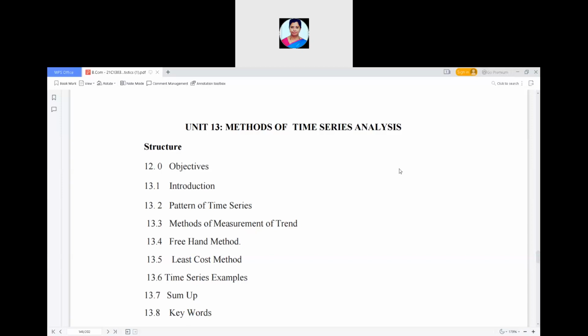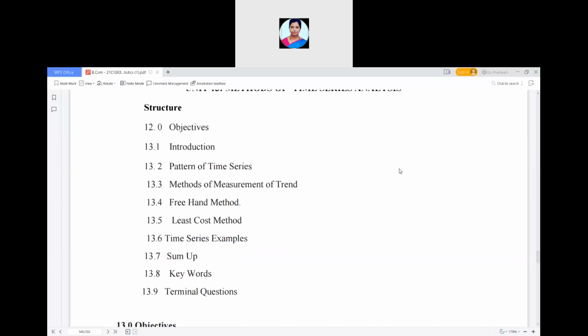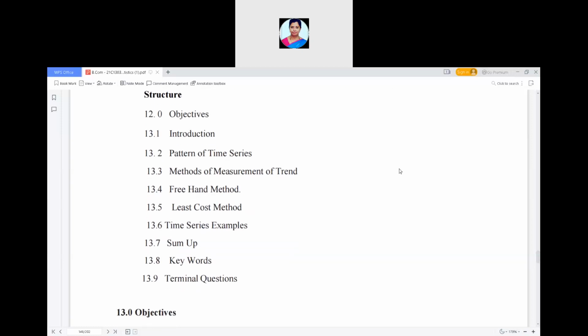The objectives of our unit are the introduction, pattern of time series, and methods of measurement of trend. And the next ones are the freehand method and the least squares method, and these are the methods of measuring the time series, methods of time series analysis. And then the next one is 13.6. We are going to see some examples under the time series. And as usual, in 13.7 we sum up, and 13.8 has keywords on this unit. And then we will see some terminal questions for this unit.